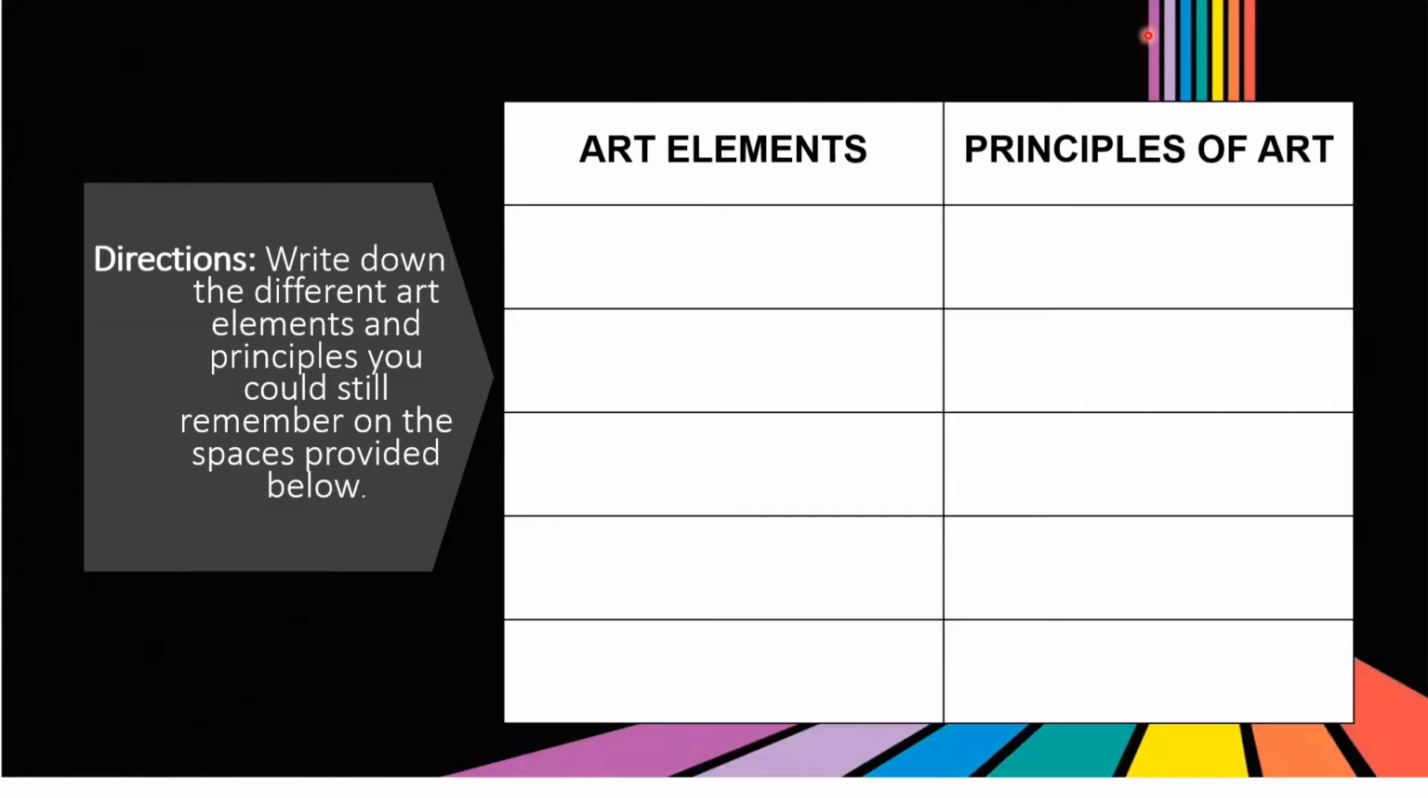So let's start. When we talk about art elements, what do you think? And also, principles of art. I'll give you a couple of minutes to answer the questions. Directions: write down the different art elements and principles you could still remember on the spaces provided below. I give you 3 minutes to answer.